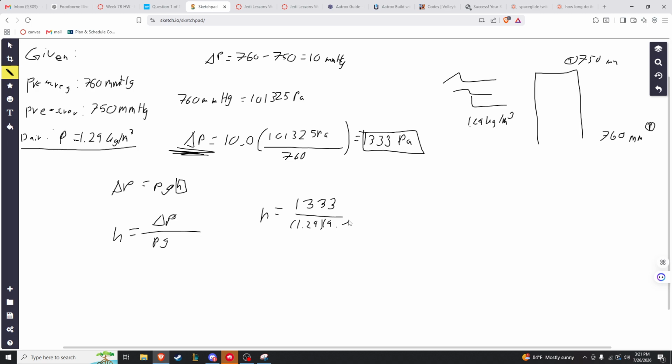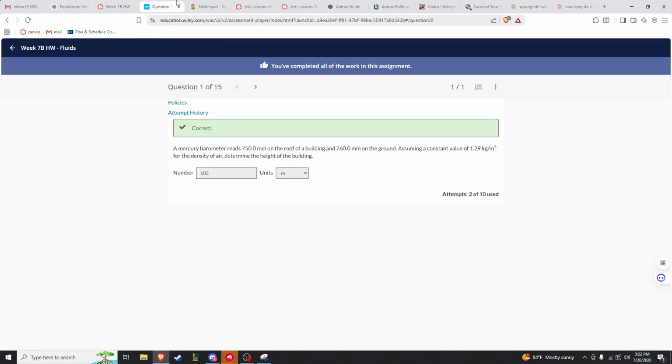9.81, because that's the gravity. And what we end up with is going to be 105.3 meters, which is just equal to 105 meters. This would be the final answer in this situation. The gravity is in meters per second squared, so those are the SI units for the gravity. So 105 meters. Boom. And that's going to be question 1.